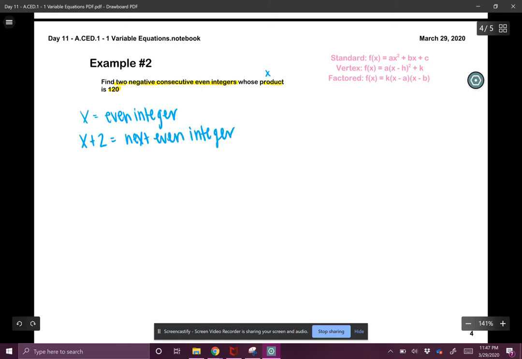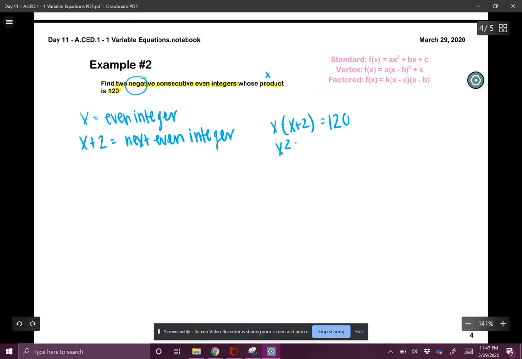And we know that the product of these, so x times x plus 2, is going to be equal to 120. Now you might be wondering why we haven't dealt with the negative part of this yet, but we'll get to that as we get our 2 zeros. So here, let's use the distributive property. We're going to have x squared plus 2x equals 120. And in this case, there's really 2 ways to solve this.